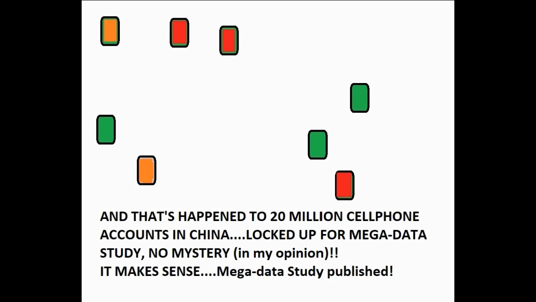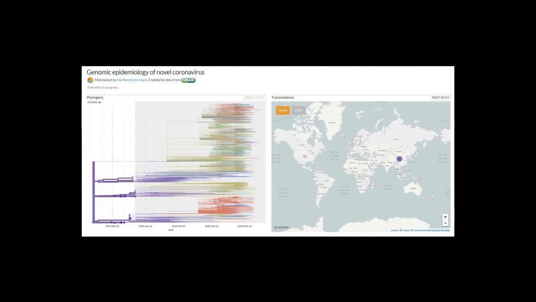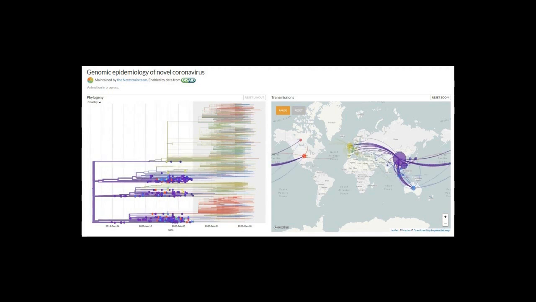And that's what happened to 20 million cell phone accounts in China, in my opinion, locked up for megadata study, no mystery. Here's more megadata. Here's what it looks like when it starts getting really big.